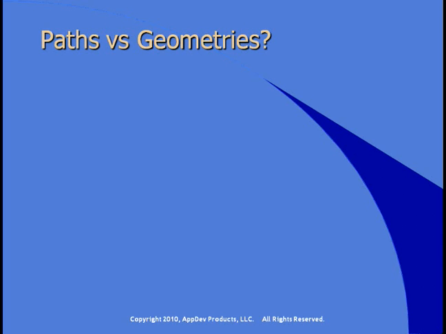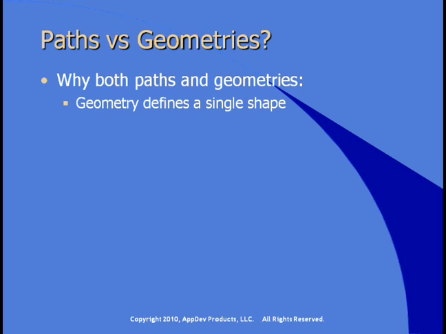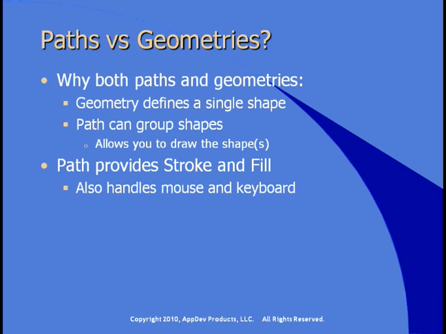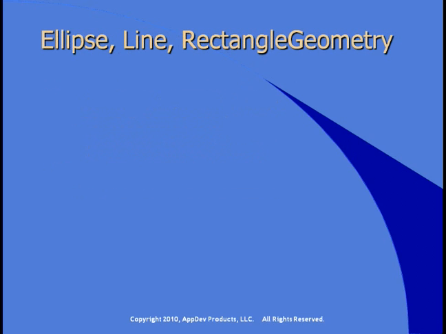Now you're wondering, why would I use paths versus geometry? Why do both classes exist? Well, a geometry defines a single shape. A path can group shapes together and allows you to draw the shape or shapes. The path class also provides the stroke and fill properties, and it also handles the mouse and the keyboard. So think of the path as the overall container for shapes, and you can draw individual shapes using geometries inside of that path. We'll start with the same three shapes we started with before.